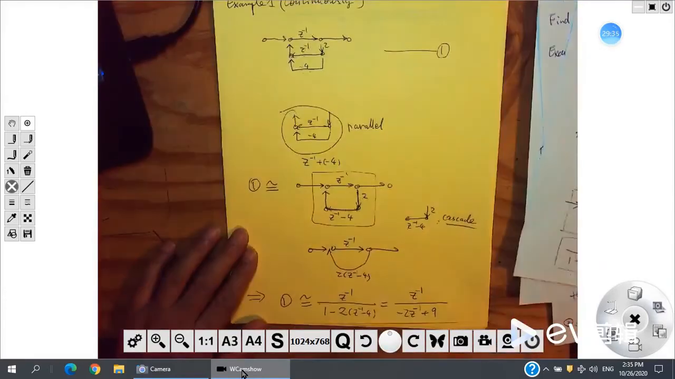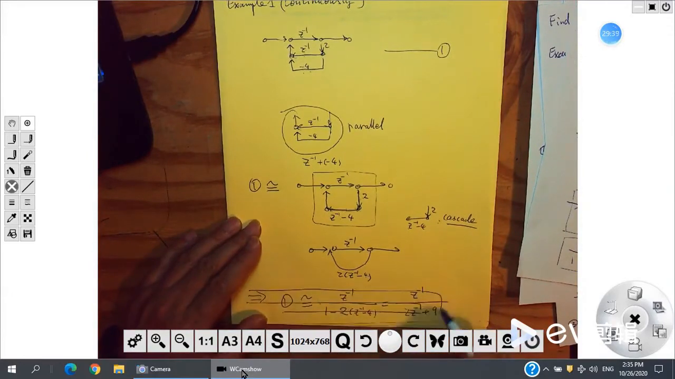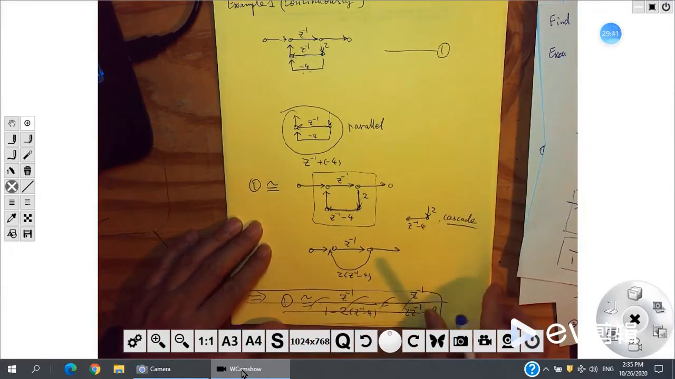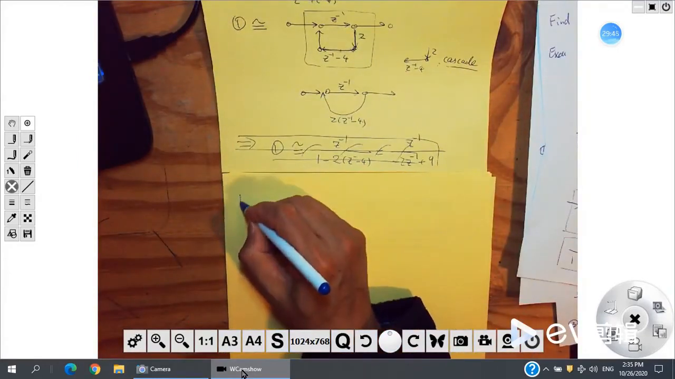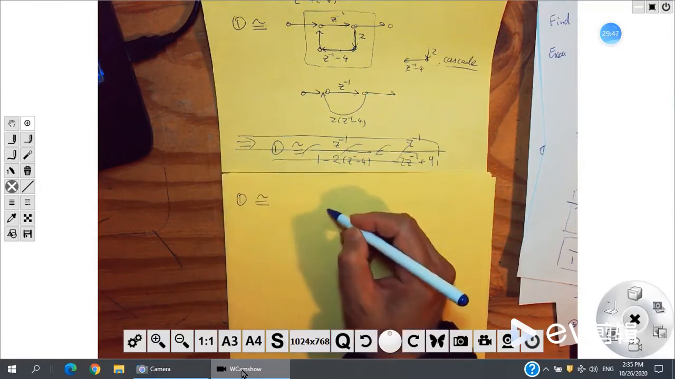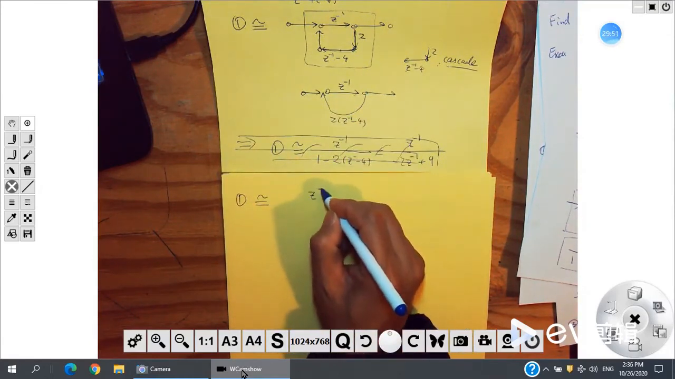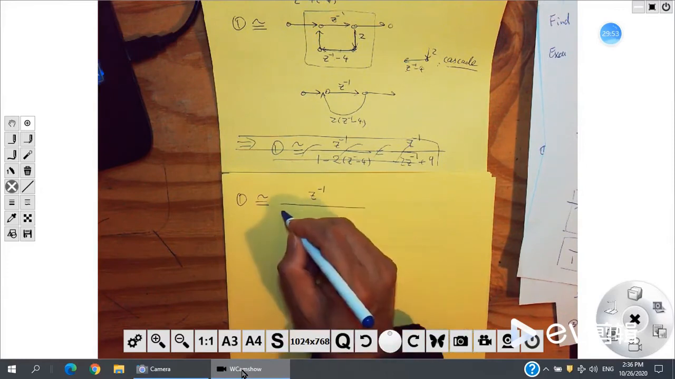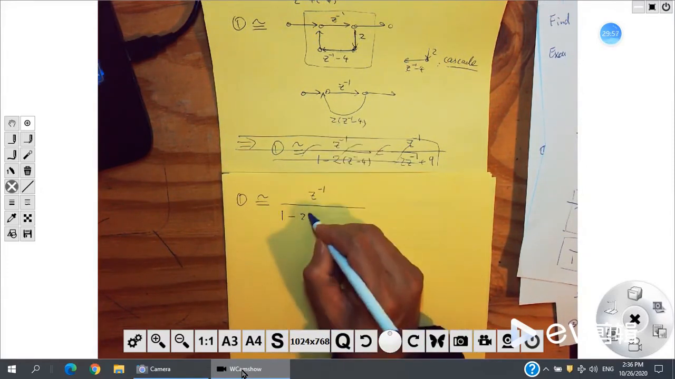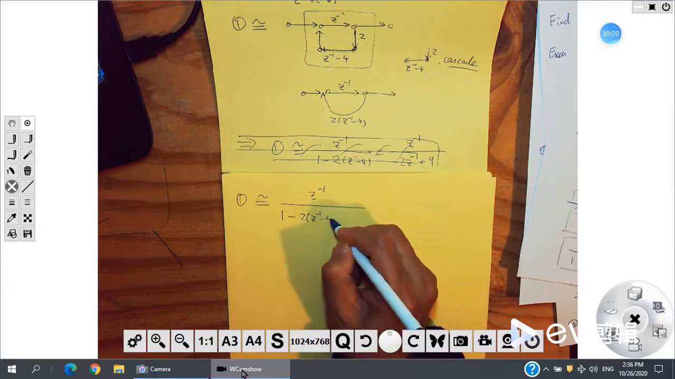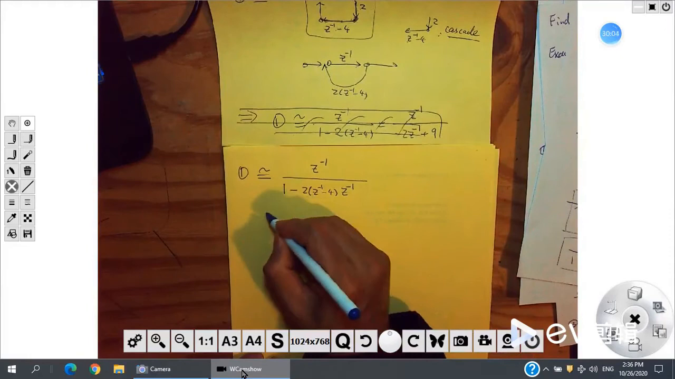Then this place, it won't be this. It will be, yeah, this is not good. It will be, so the one will have equivalent ways. Now it is z to -1 in the numerator, and the denominator will be 1 minus this part, the feedback part, times that z to -1. Okay, this one should be good.